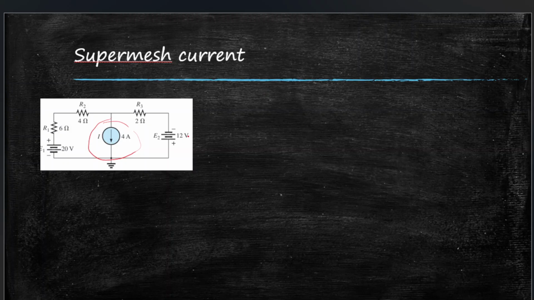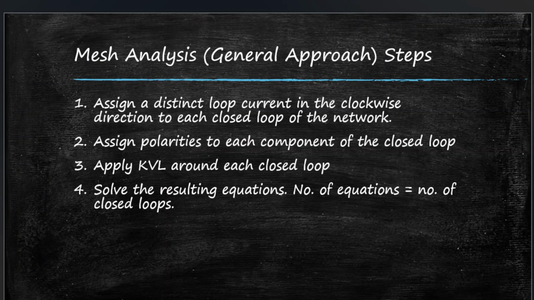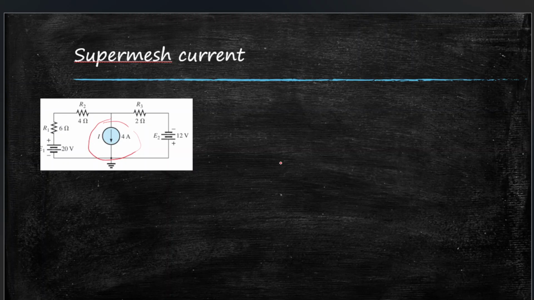Now, step 1 and step 2 of super mesh current analysis is the same as mesh analysis. So step 1 and step 2 is the same throughout the board, even for the format approach and super mesh. Now step 3 is different for super mesh. Now remember, super mesh is applicable only when you have a current source without a parallel resistor. So basically, you cannot convert the current source into a voltage source.